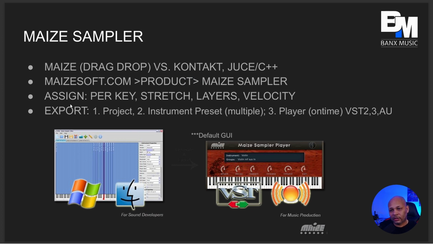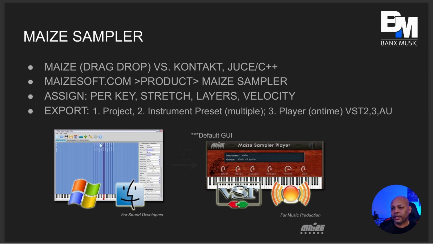All right, so now that we've talked about our samples and our graphics, to put it all together we're going to use Maize Sampler. You go to maizesoft.com and you can download that now. For my first VST, I tried Contact, and it had a lot of scripting, and it took a little while to learn how to put the knobs and stuff on the screen. But Maize is all drag and drop.